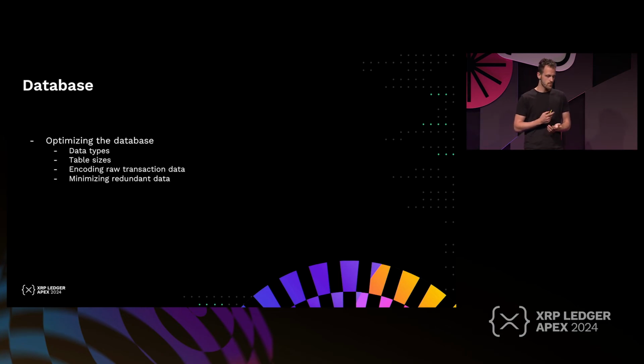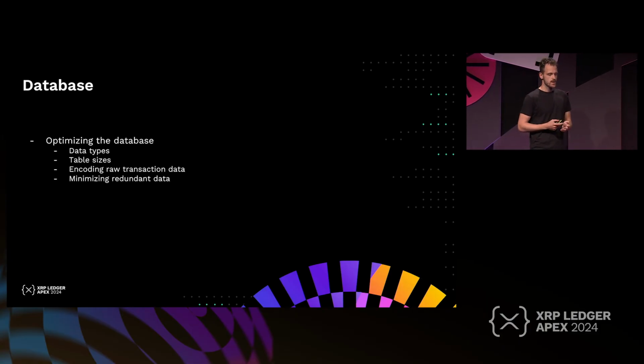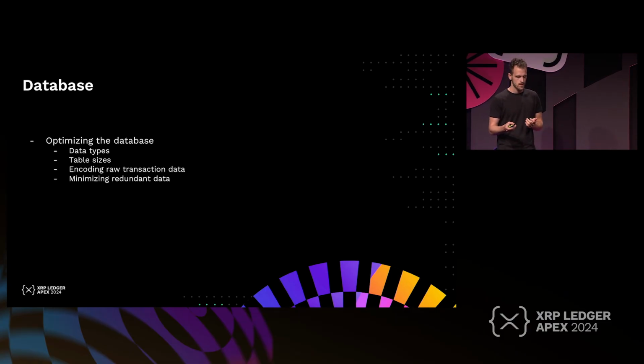We also want to minimize any redundant data, naturally. One example is it's wasteful to save the transaction status "tesSUCCESS" millions and millions of times. We can just use a numeric representation of these transaction statuses and also drive the cost down significantly.